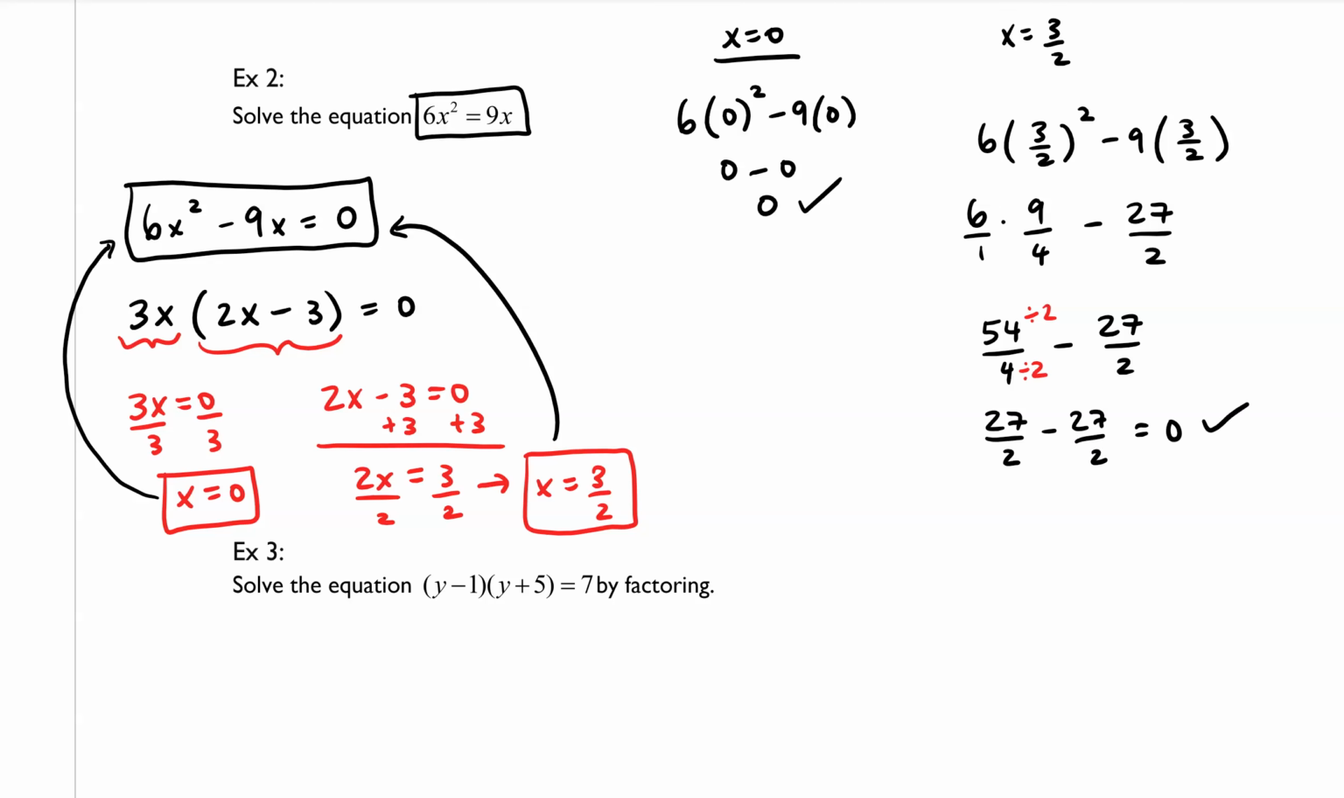So that checks off. So I have double checked and verified that both of those are in fact solutions to this equation, but also to that equation because of the addition or subtraction properties of equality. All right, let's move on to example 3.